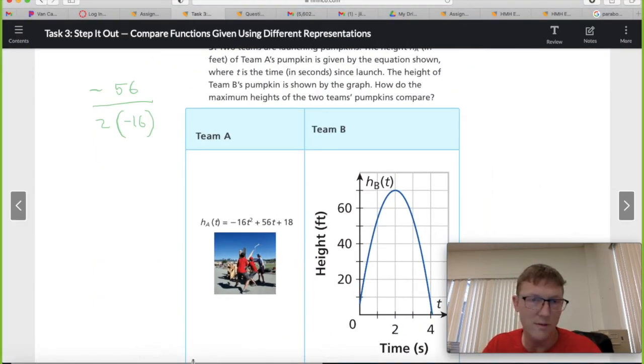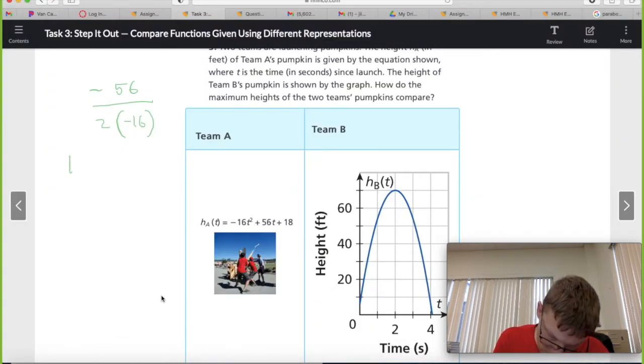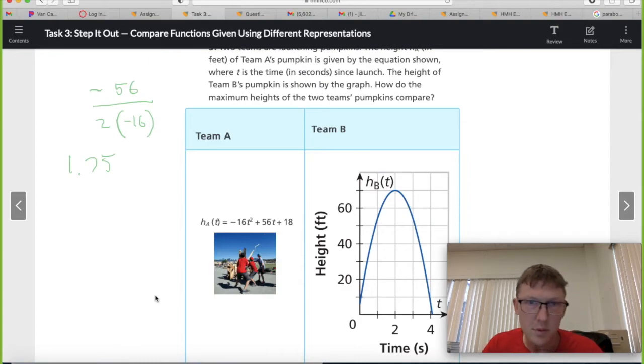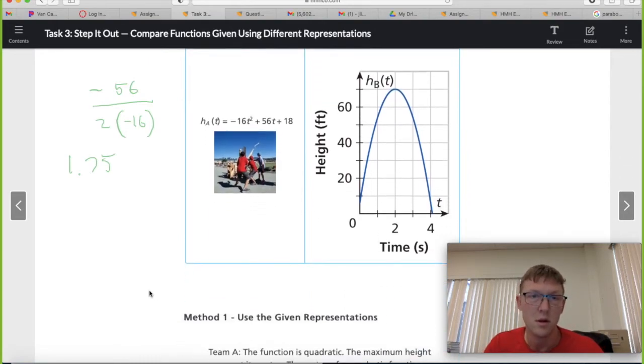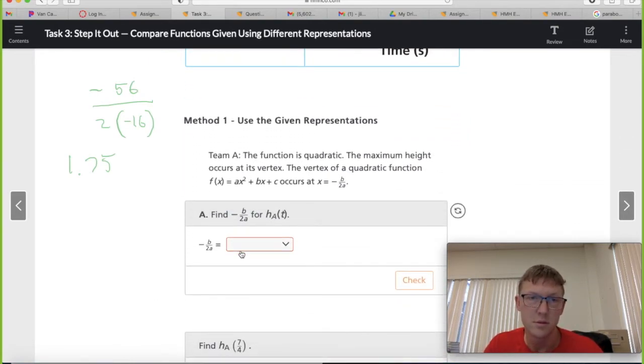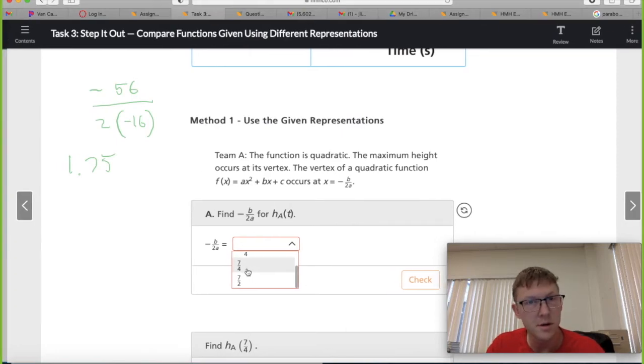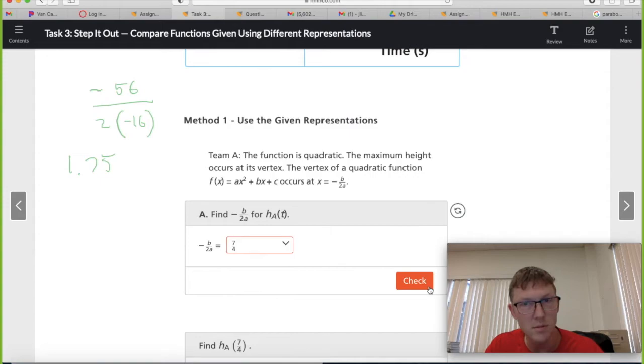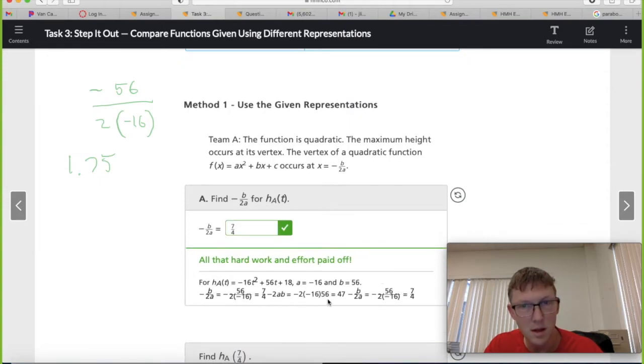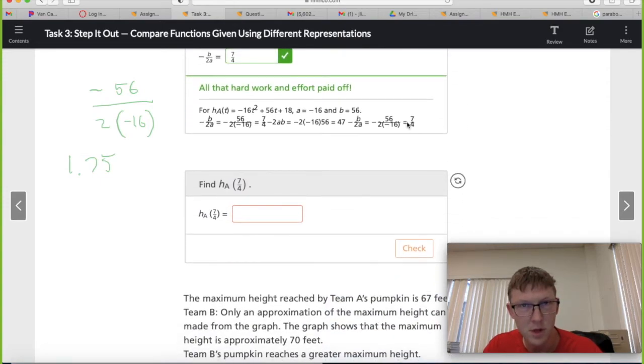What was it, 1.75? I already forgot. Yeah, 1.75. So here we go. Oh, of course they have a fraction. So that one. Yay. Look at all that math that we did.